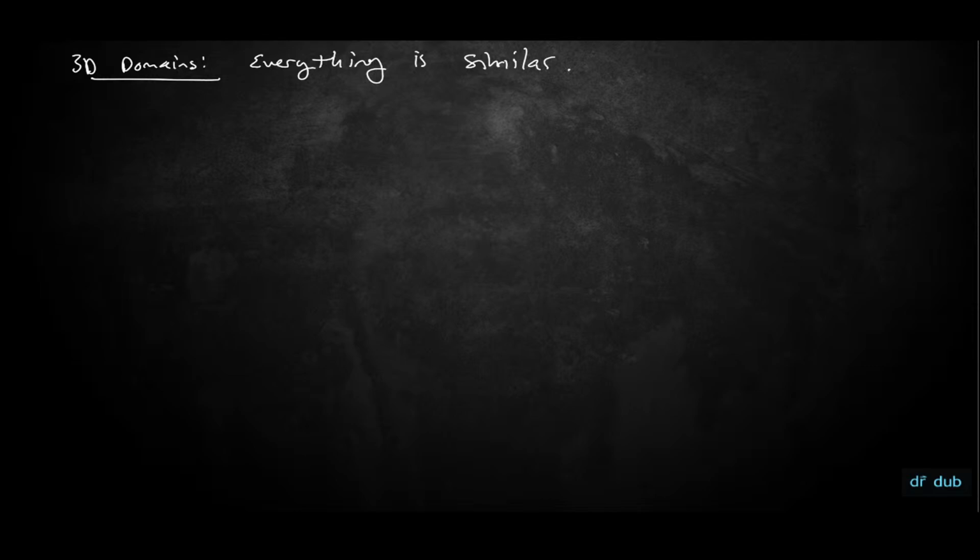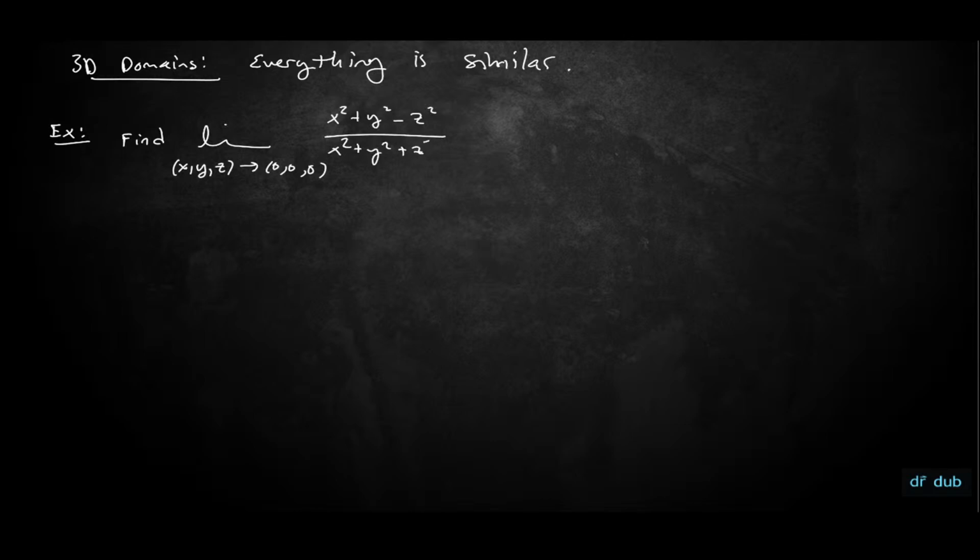So, for example, what we mean is maybe find the limit as (x, y, z) goes to (0, 0, 0). And the function is x squared plus y squared minus z squared over x squared plus y squared plus z squared.